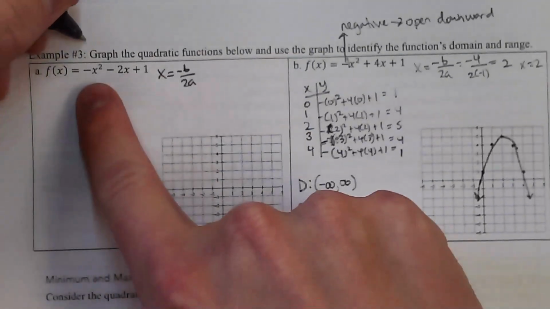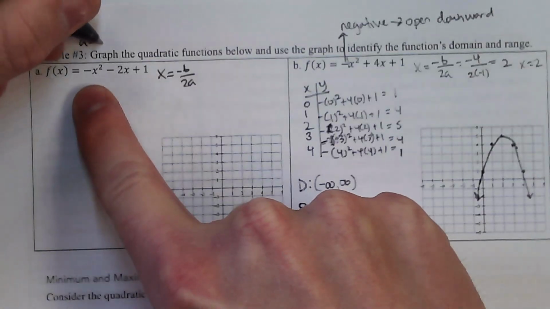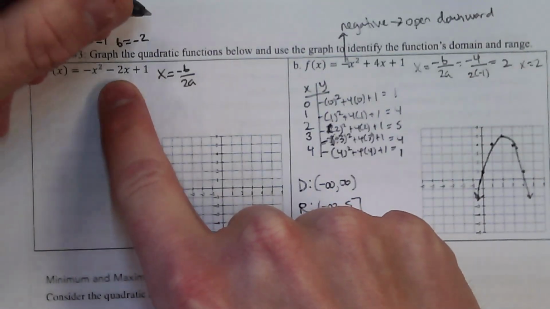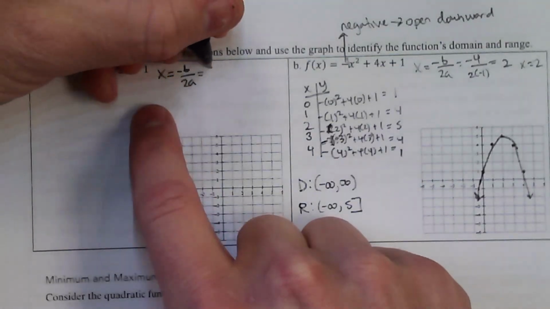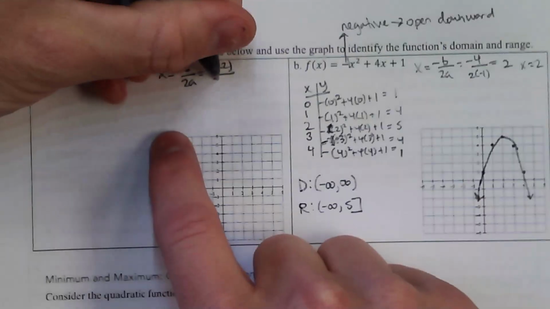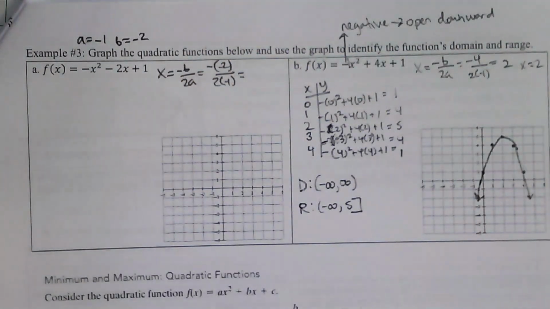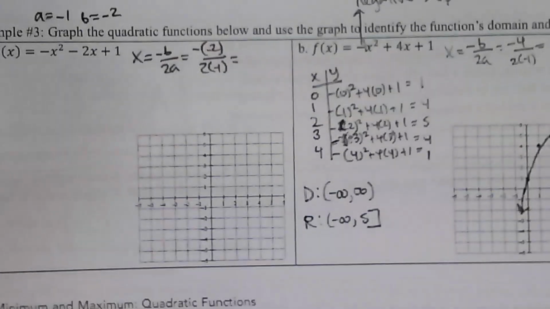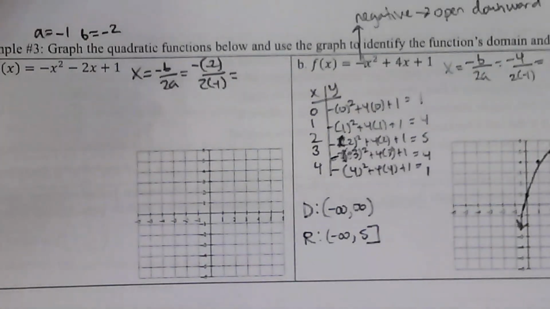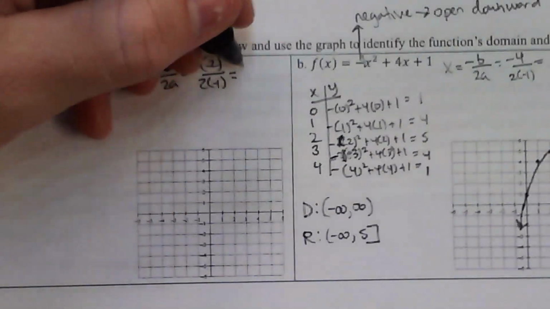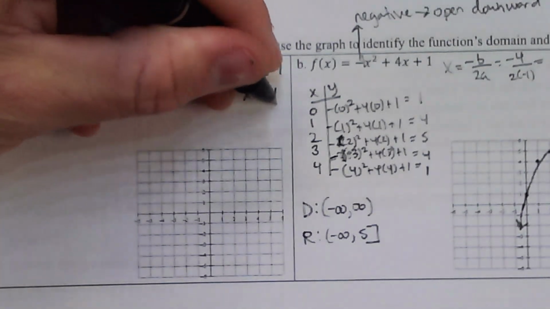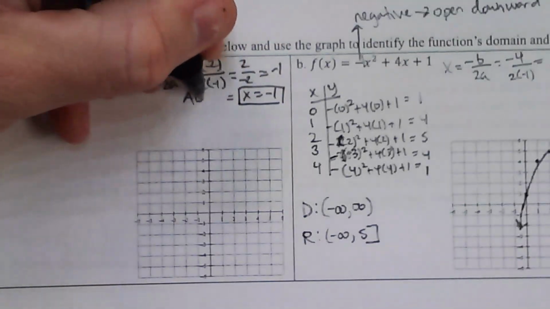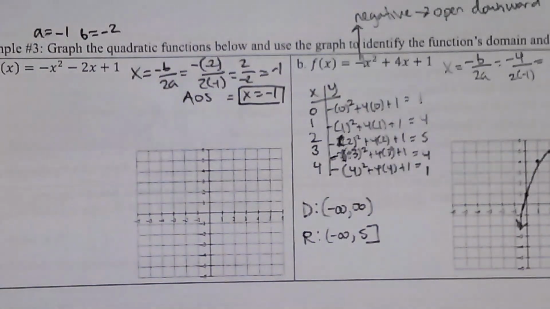Do y'all know what a is here? It's -1. b is -2, and c we don't really need to know. So all you're doing is plugging in b, which is -2, and then a, which is -1. It's not as bad as it looks. What's a negative times -2? It's 2. Then 2 divided by 2 times -1, which is -2, so -1. So x equals -1 is your axis of symmetry. I'll call it AOS.